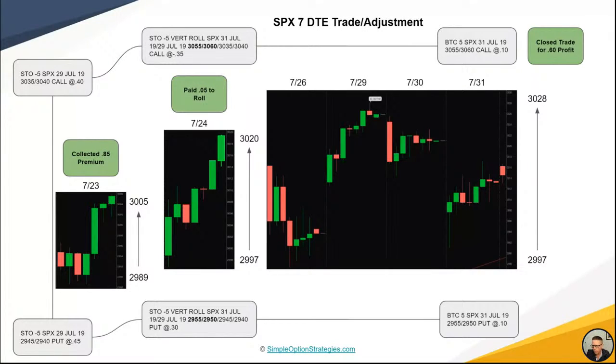I look at it in both legs. Now, when I'm trading one leg, it's much easier to roll a put spread for a credit than it is for a call spread. And that's another reason why I don't trade call spreads that often.